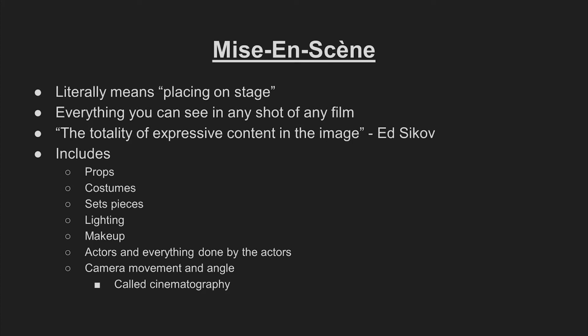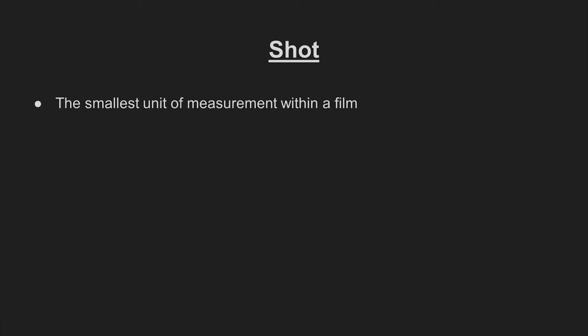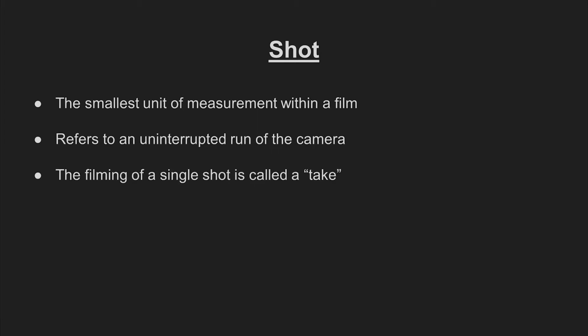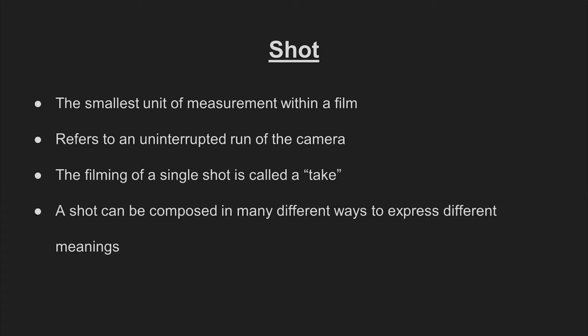Mise-en-scène can include props, costumes, set pieces, makeup, actors and all their actions, as well as the camera's position, angle, and movement. A shot is the smallest unit of measurement within a film. It refers to an uninterrupted run of the camera. From the moment the camera starts running to the moment the recording stops, a single shot is created. During the process of filming, each attempt at capturing a shot is called a take. While a shot is the smallest unit of a film, it nonetheless contains many expressive elements that we mentioned previously.